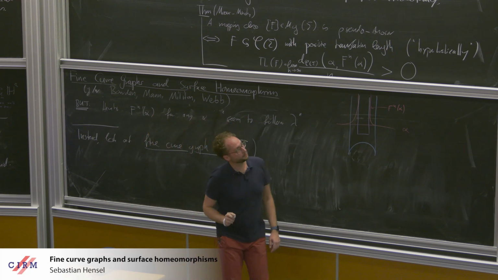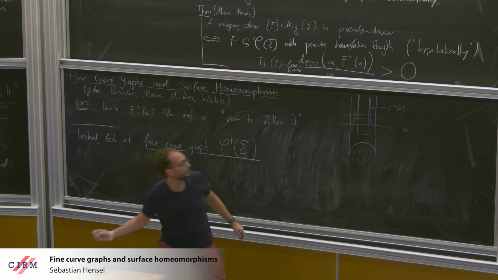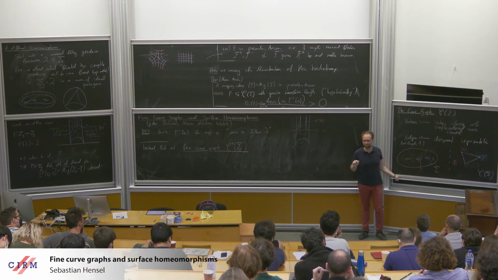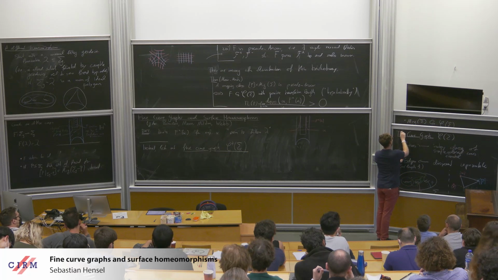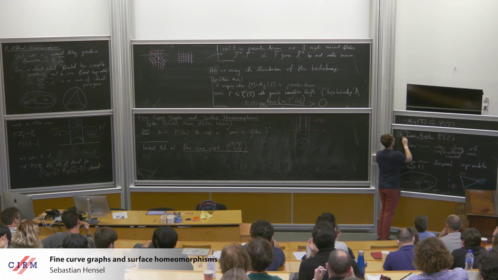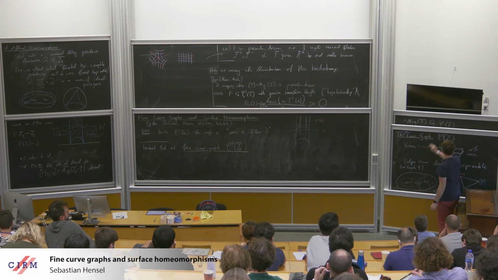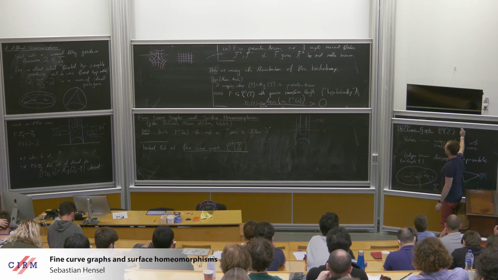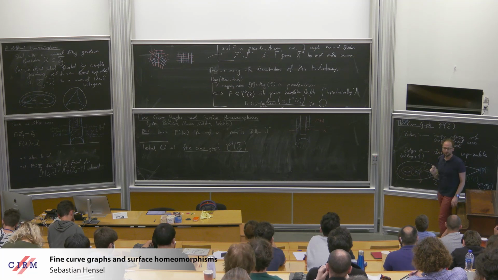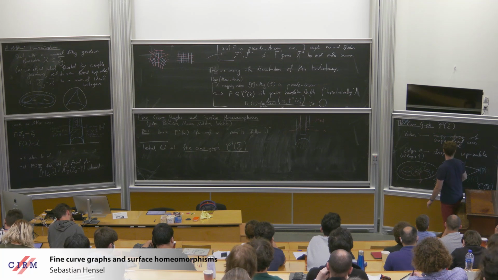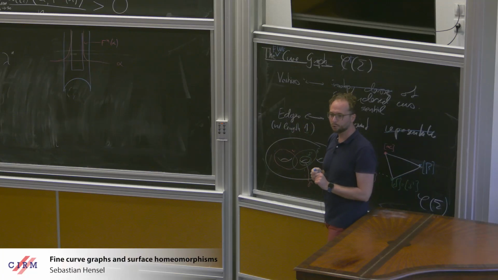So what's the fine curve graph? I'm sorry for everyone taking notes. I'll do the fine curve graph by board magic. So I'll just amend this. What do we want to do? Well, the fine curve graph is just something where I want to not keep track of isotopy classes. So let's be bold and just do the obvious thing and remove the mention of isotopy classes from this definition.